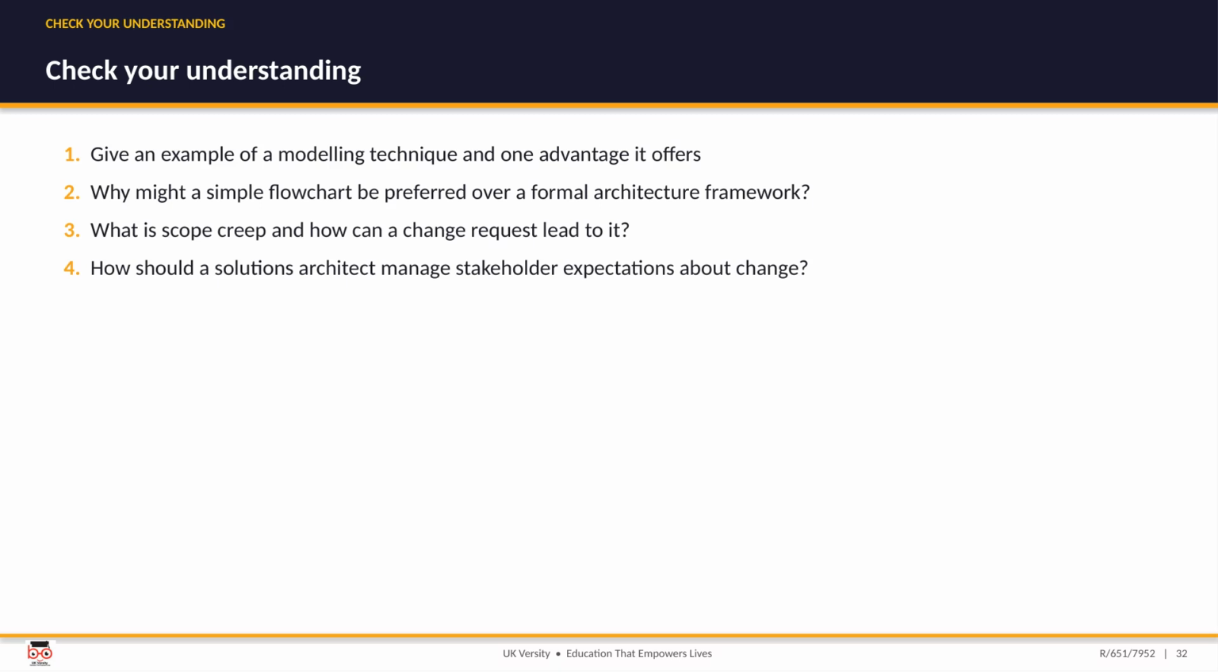Let's check your understanding again. Can you name a modeling technique and one advantage it brings? Have a think about why a simple flowchart might be preferred over a formal architecture framework in some situations. Then make sure you can explain what scope creep is and how a change request can lead to it. And finally, how an architect should manage stakeholder expectations around change. Those four questions really cover the heart of the merit and distinction material.